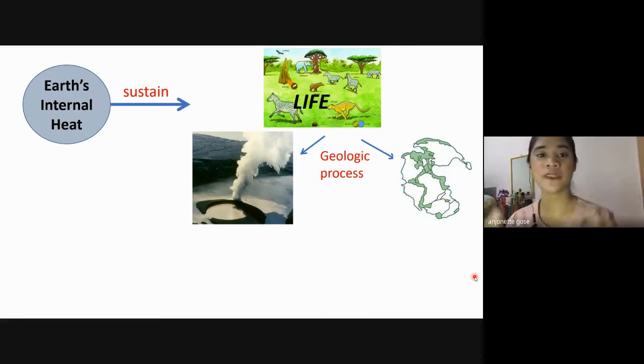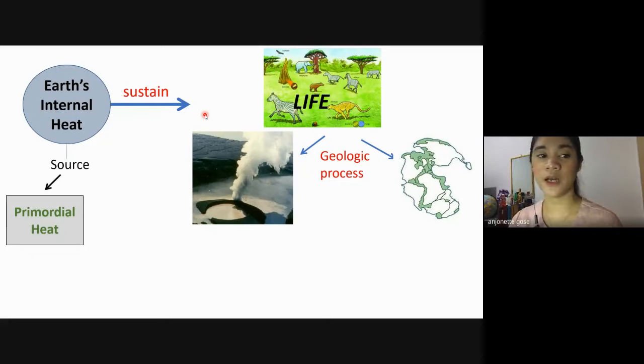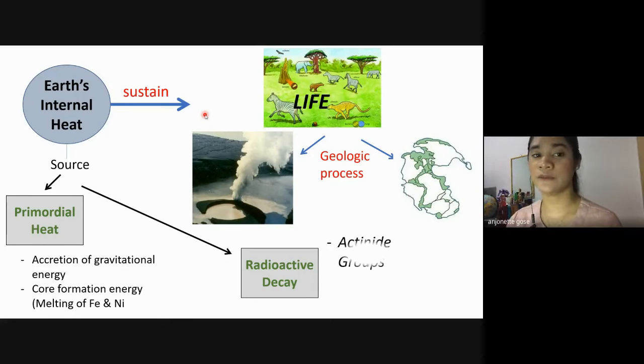Now, the formation of the seven continents is caused by the sudden shifting of the ground or the sudden movement of the tectonic plates, which is basically the earthquake. Earthquake is a geologic process. Now, what drives the earthquake? That is caused by the earth's internal heat. Now, the question is, what are the sources of Earth's internal heat? So, we have the primordial heat and we have the radioactive heat.